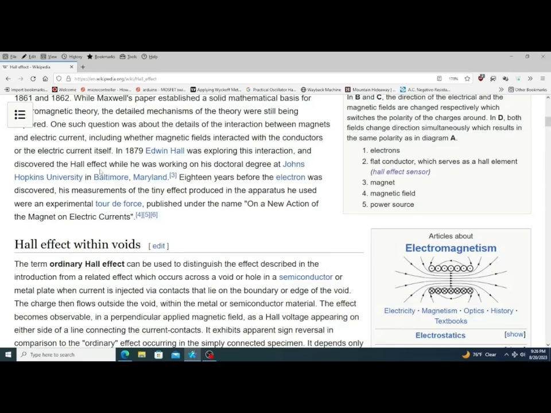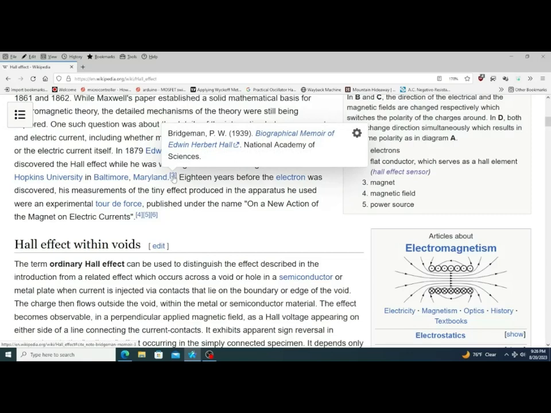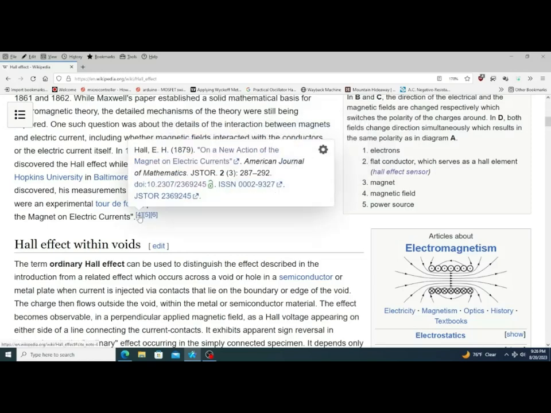So in any event, there's him at Johns Hopkins, 1879. Wow, that's interesting. That picture must have been right around the start of pictures. But, well, that's not it. Here it is. On a new action of the magnet on electric currents. So, this is the 1879 paper for why there's a Hall effect. So let's just look at, as I said, what the man wrote. And again, suddenly things are easy to understand. And it's all very interesting, especially when taken in context.